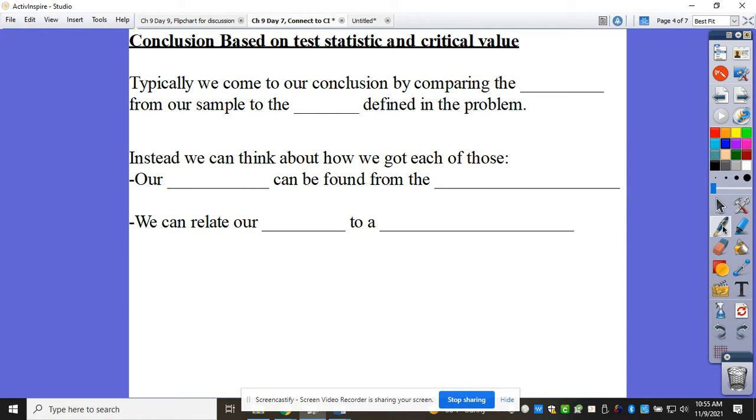Alright, now, that's definitely something that can happen. That's something that you should have been able to pretty much think through because we did it in chapter 8, except just writing the conclusion. This next section is a different way to get to your conclusion, but not because you're given different information. Like when I used to teach CP a long time ago, not when I taught it here, the textbook taught it this way. So typically we come to our conclusion by comparing the what from our sample.